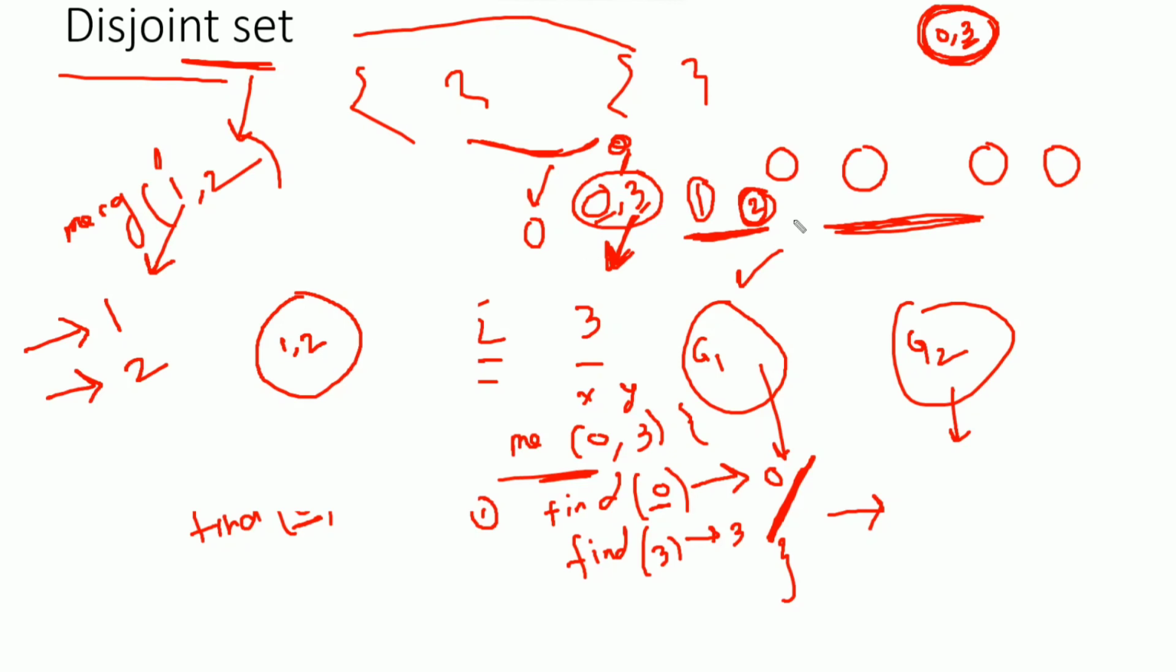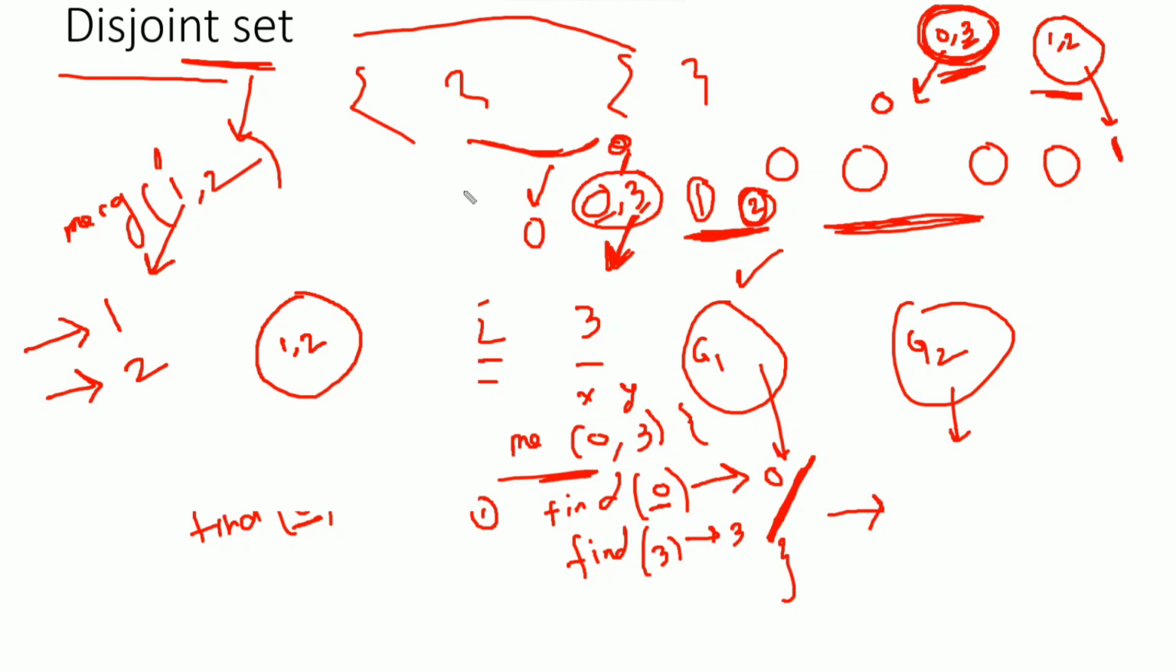After performing the merge operation on 1, 2, two groups are created. One group is this one and the next group is this one. The representative of this group is suppose 0, and the representative of this group is suppose 1. The representative can be either 3 or 2 also. We will check for the representative later, but right now consider the representatives to be 0 and 1.